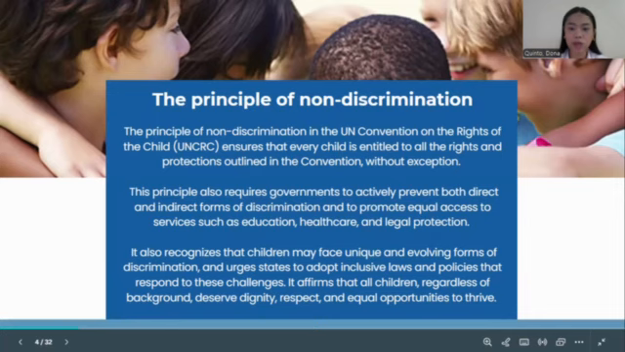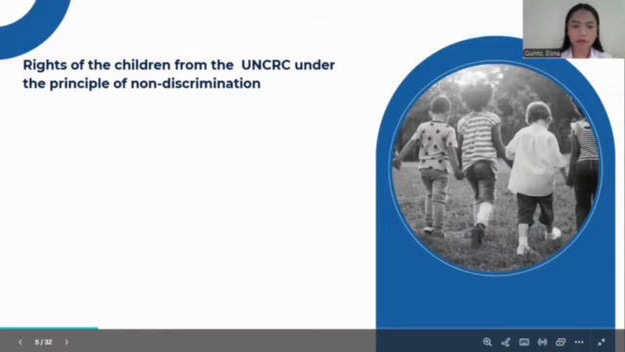This means that no child should be treated unfairly or denied their rights based on race, gender, language, religion, disability, social origin, or any other status, whether it relates to the child or their family. So this principle of non-discrimination under the UNCRC guarantees that all children are entitled to the rights and protection outlined in the Convention, regardless of race, gender, language, religion, disability, social background, or any other status related to them or their families. What are the rights of children from the UNCRC under the principle of non-discrimination?